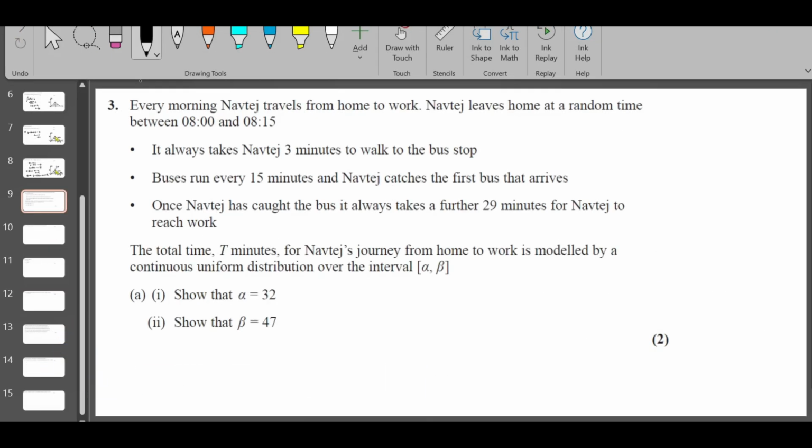Every morning, Navtej travels from home to work. He leaves home at a random time between 8 to 8:15. Okay, he leaves home between 8 a.m. to 8:15. It's not mentioned a.m. So 8 to 8:15. It takes Navtej 3 minutes to walk to the bus stop from home.